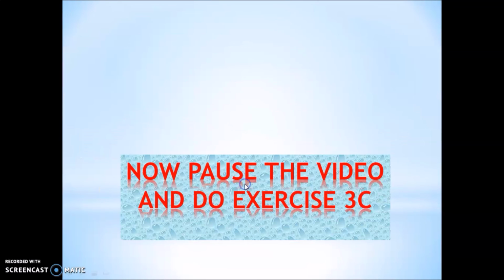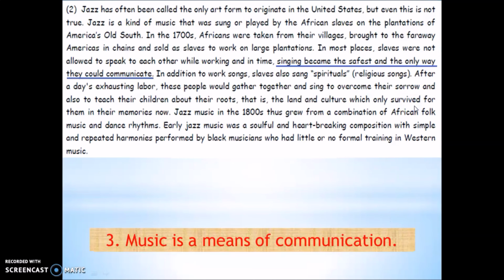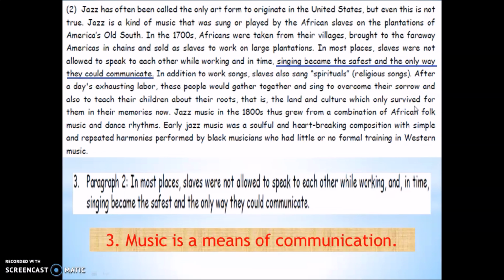Alright, so now please pause the video and do exercise 3C. Look at them. What can you get from the text? Okay, music is a means of communication. Yeah. In most places, slaves could not speak. They were not allowed to speak to each other while working. So singing became a way of communication, a means of communication. Yes, you could understand it from paragraph 2.